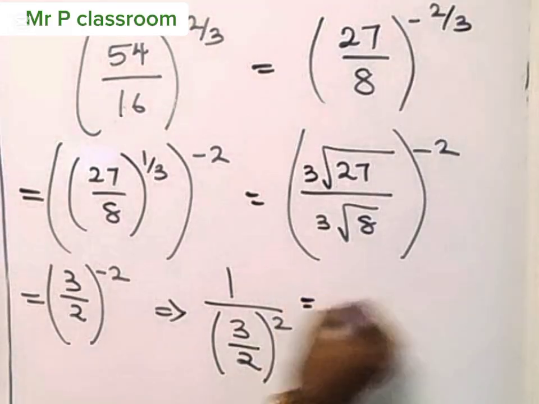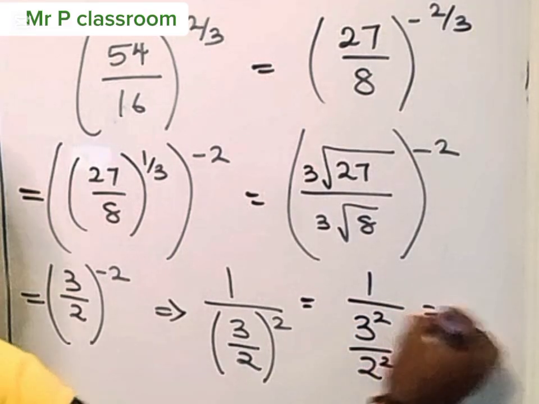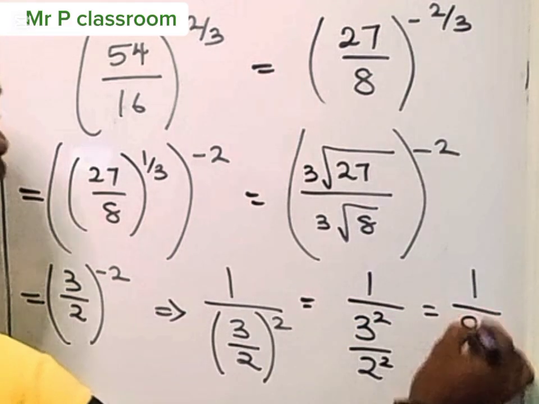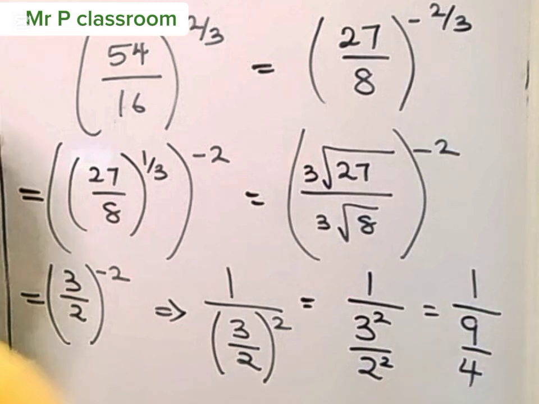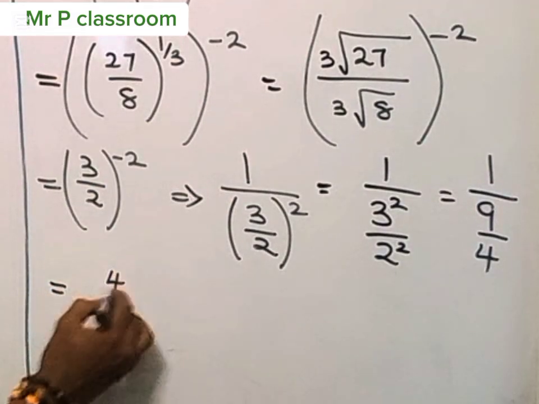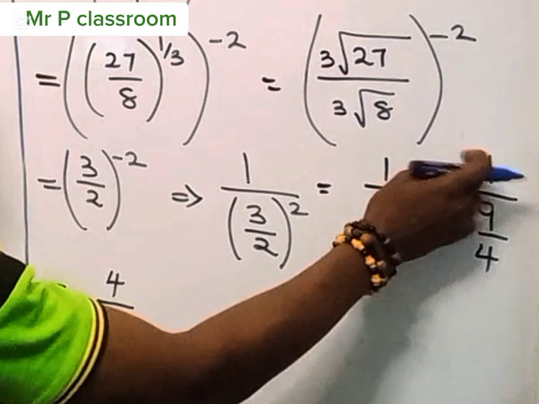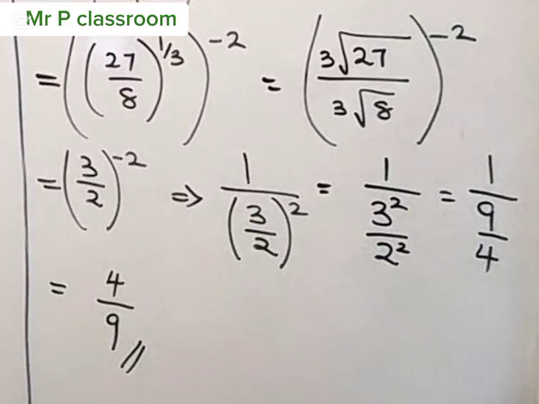So this is the same thing as 1 over 3 raised to the power of 2 over 2 raised to the power of 2, which is 1 over 3 raised to the power of 2 is 9, over 2 raised to the power of 2 is 4. So what is 1 over 9 over 4? You just invert it, you have 4 over 9. So instead of 9 over 4, because of this one above it, it becomes 4 over 9.